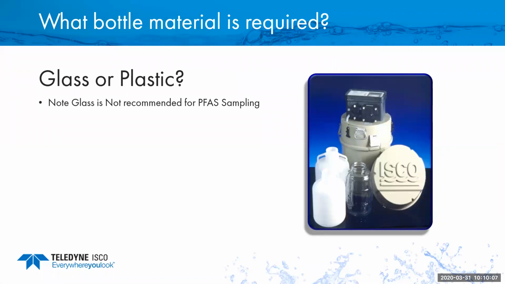Again, there are glass and plastic bottles available for single and for multiple bottle configurations. Again, manufacturer model dependent. A note here a little bit, we see a lot of sampling for PFAS type sampling. You don't want to use a glass bottle, I think, when you're doing sampling for PFAS type chemicals.